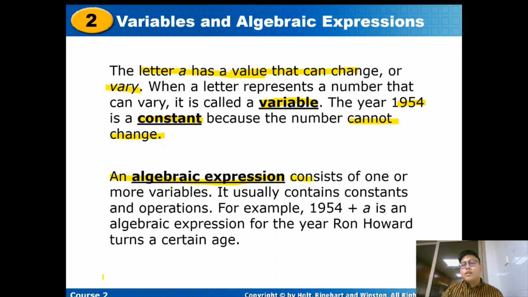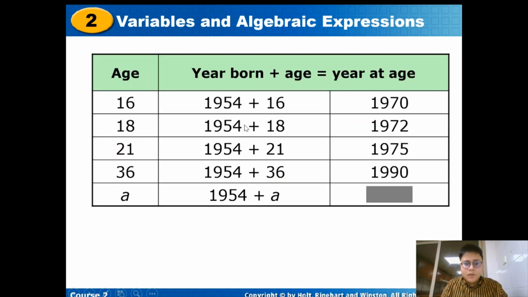An algebraic expression consists of one or more variables. Take note of this. It usually contains constants and operations. For example, 1954 plus A is an algebraic expression for the year Ron Howard turns a certain age. Let's go to this table. As you can see, we have here year born plus age is equal to year at age.